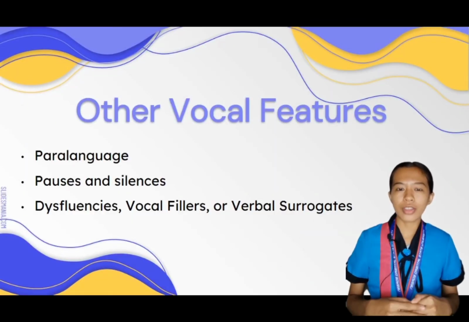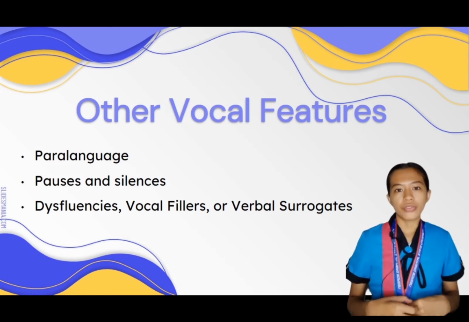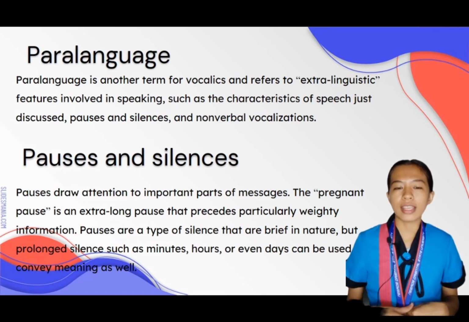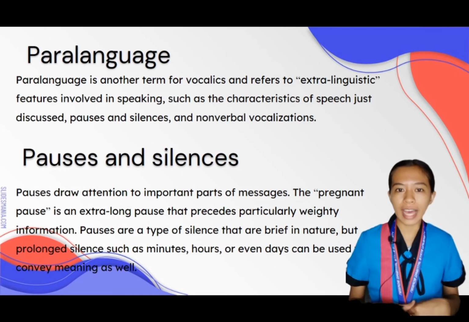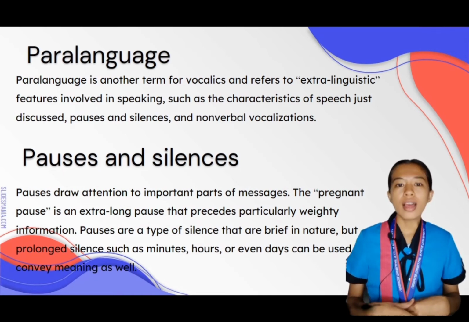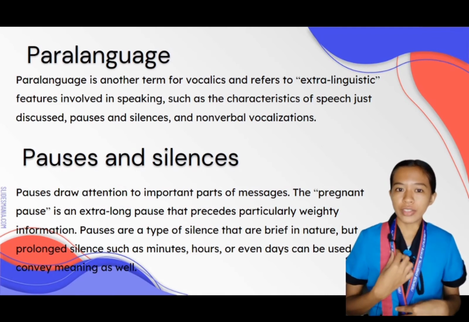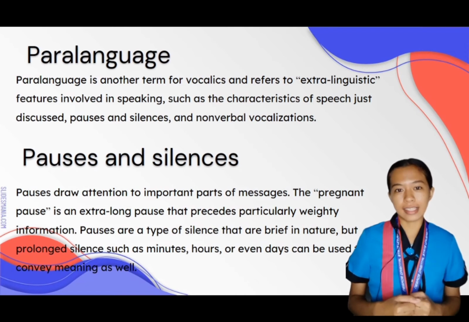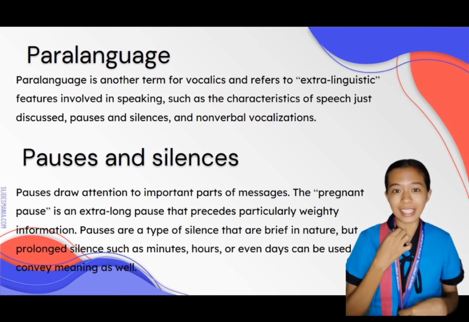Also, in vocalics, there are other vocal features. First is paralanguage, which is voice characteristics and nonverbal vocalizations that communicate feelings, intentions, and meanings. Paralanguage is another term for vocalics and refers to extra-linguistic features involved in speaking, such as the characteristics of speech just discussed, pauses and silences, and nonverbal vocalization.